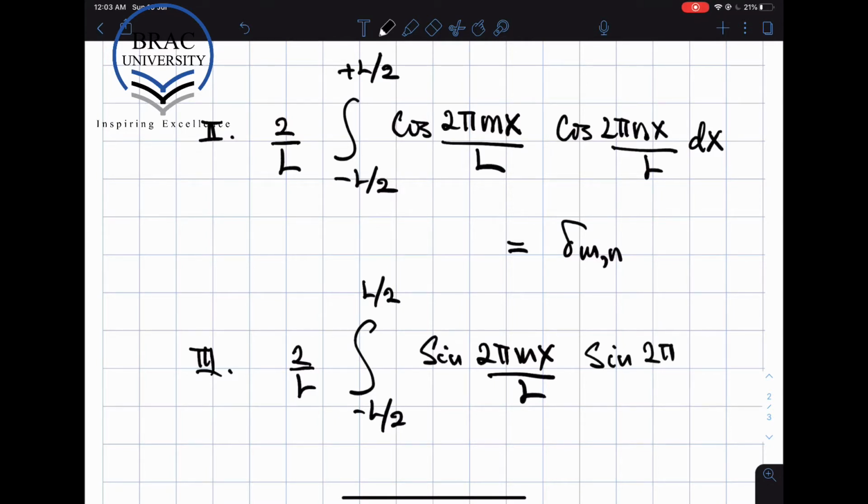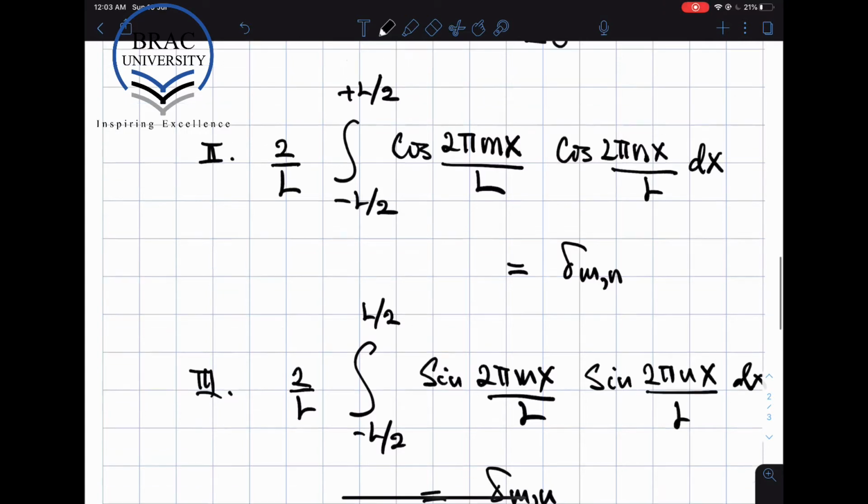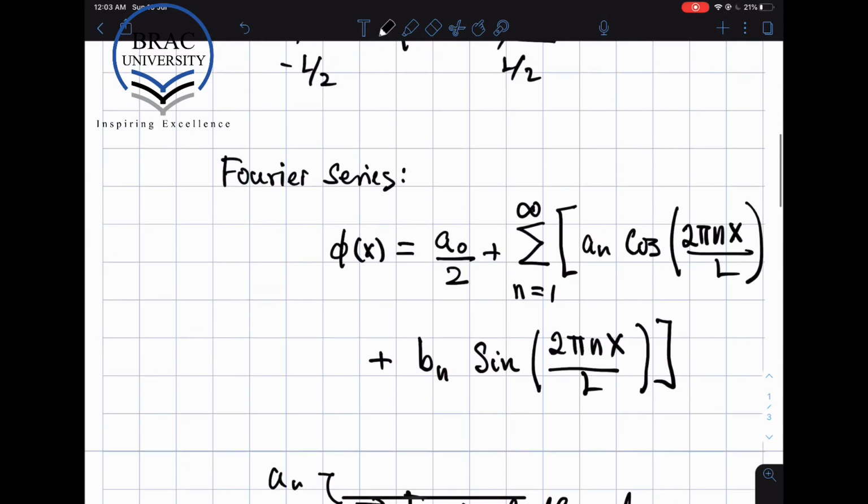And you've guessed it, probably. Sines and cosines are essentially brothers. They're essentially the same thing, so this will also have the same result. So these are the orthonormality or orthogonality conditions. We can use these and multiply our Fourier series with a specific cosine or sine and then integrate from minus L to plus L to extract these coefficients.